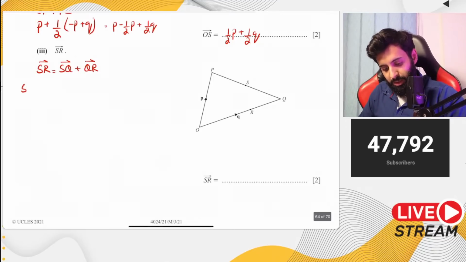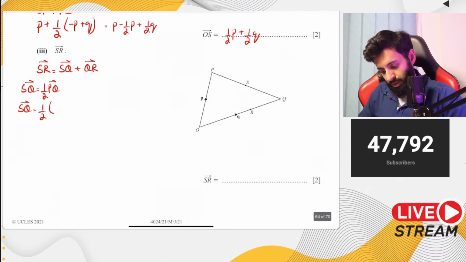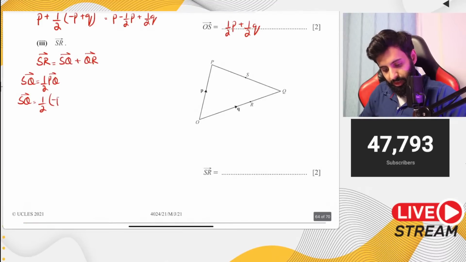So SQ again is going to be half of PQ. Alright, so that means SQ is sorted. SQ is half of minus P plus Q. Alright, so that's sorted. Now what about QR? What exactly can we do for QR?